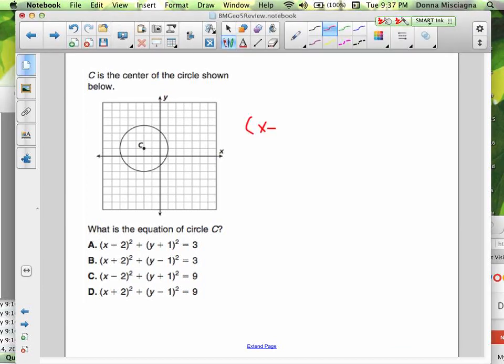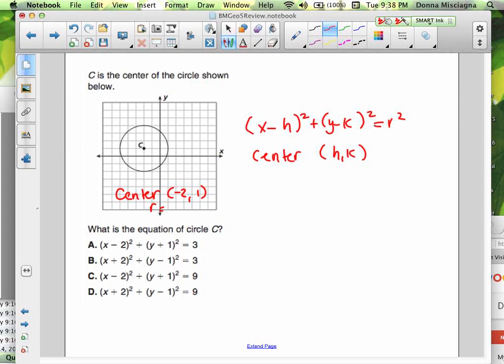x minus h squared plus y minus k squared equals r squared. The center of our circle is (h, k), and of course r is the radius. So the negative signs go in the equation, so all we have to do is identify our center and identify our radius. The center is right at (-2, 1). And the radius is 1, 2, 3.